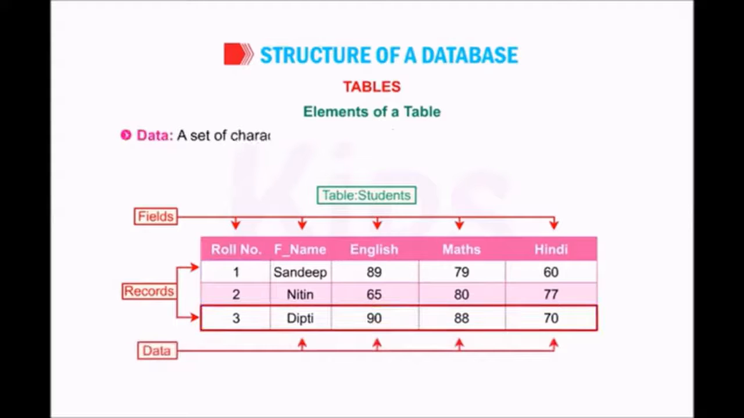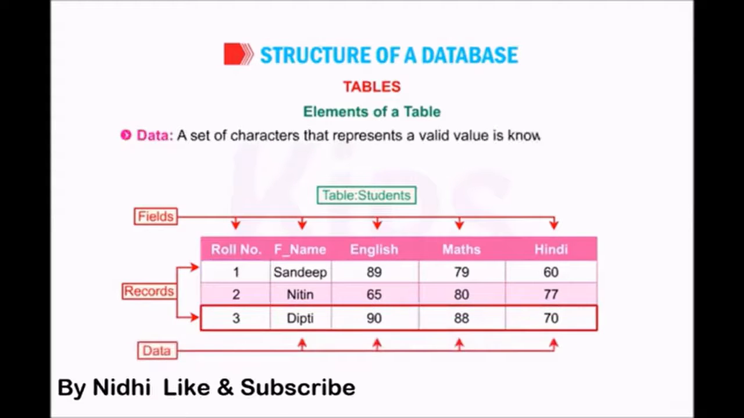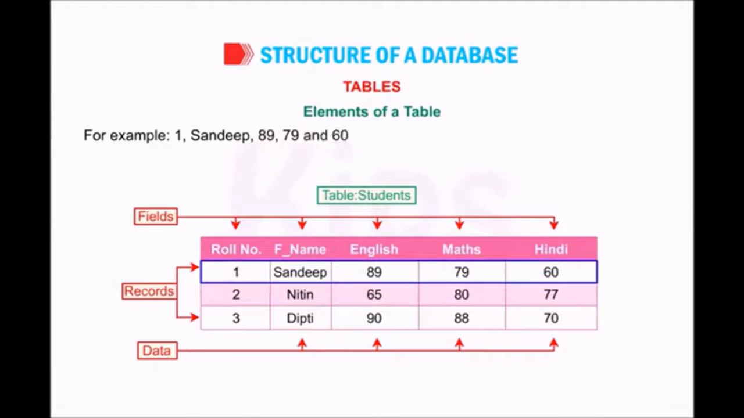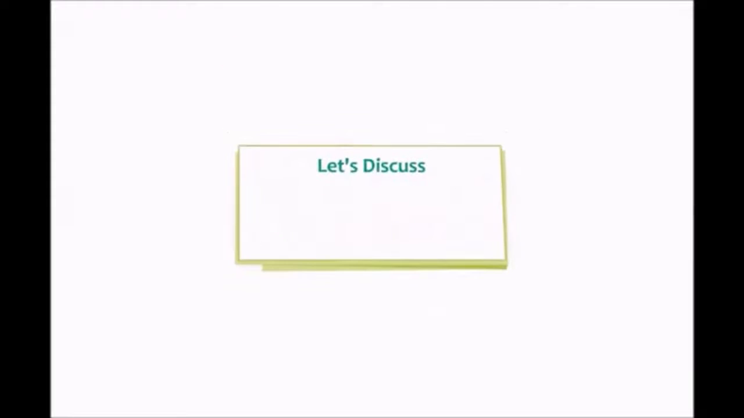Data. A set of characters that represent a valid value is known as data. For example, Sandeep, 89, 79 and 60 are the data values for the specific fields of the following table, students. Alright, let us now discuss field versus record.